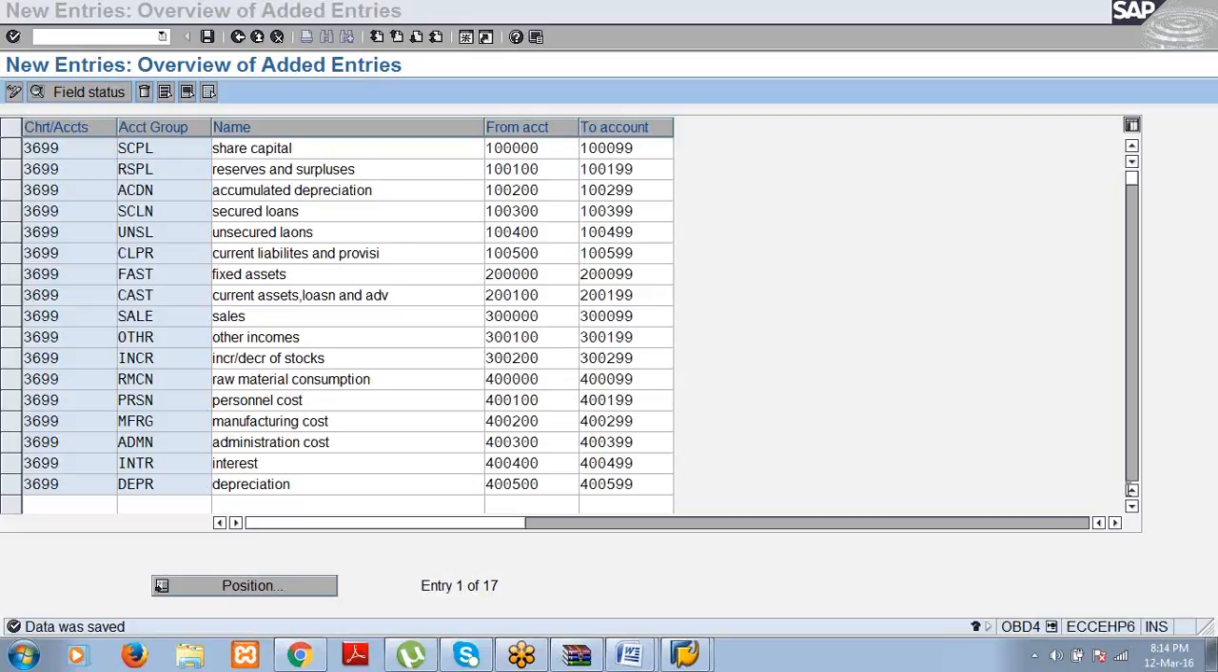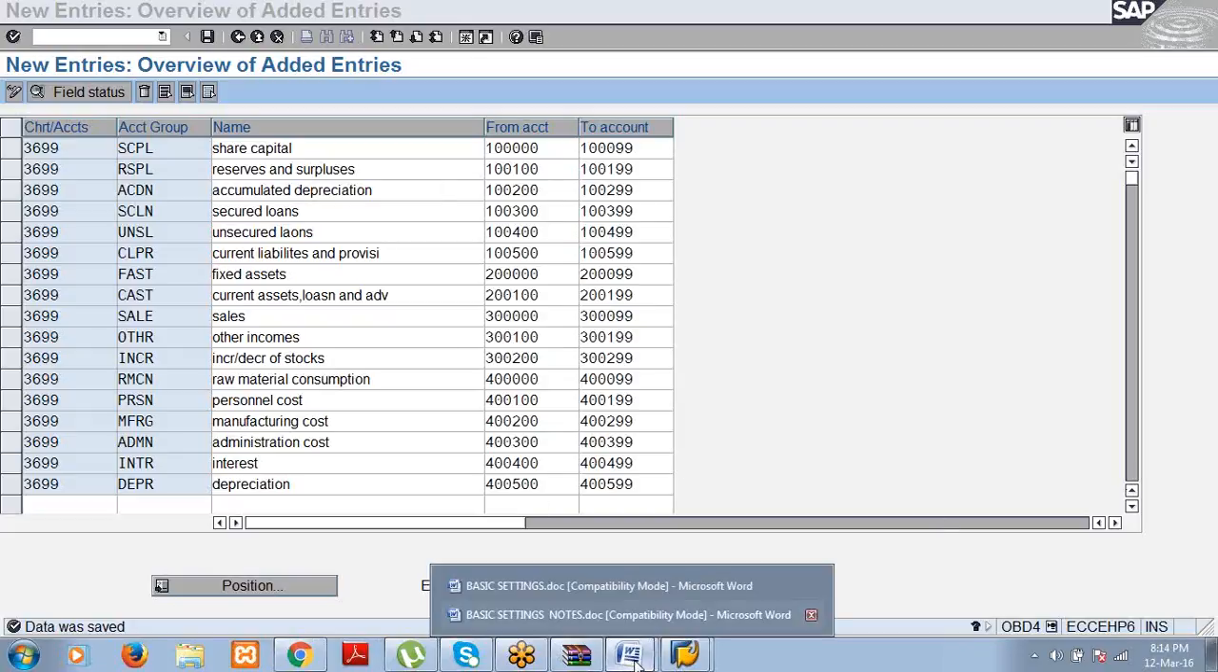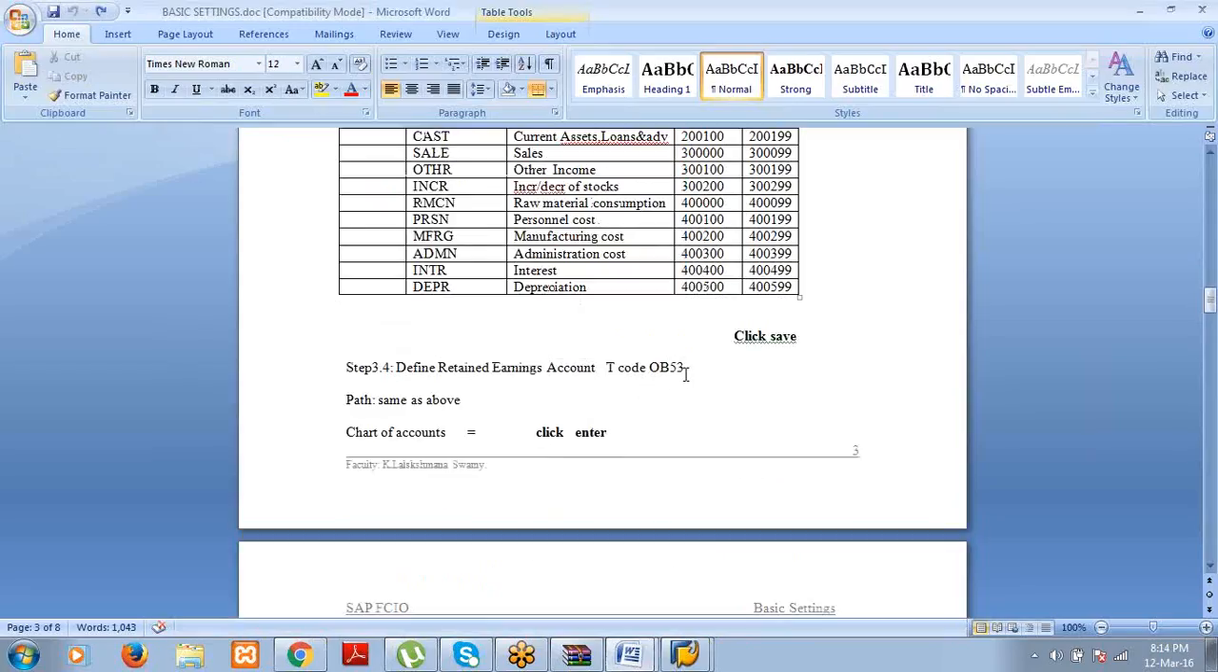Yes, exactly, Kirti. If the company has different company codes, and each company code is in a different business, then we have to have a separate chart of accounts for every company code. Okay, Kirti? Yeah. Then the next topic is define retained earnings account. This we will see in tomorrow's class.